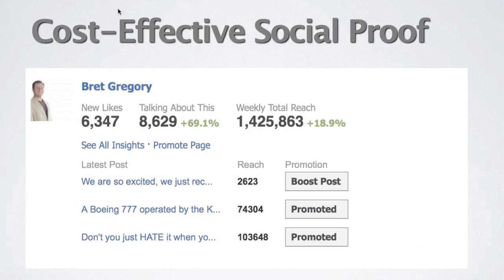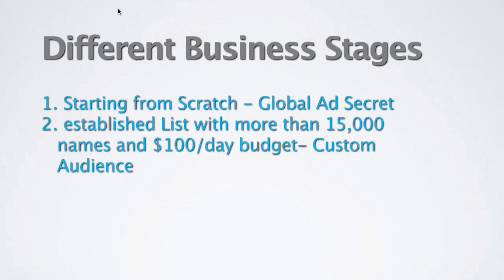It is important to recognize what stage in business you are at when we're looking at the ad strategies, because there are different ad strategies. And I'm going to talk right now about stage 1. If you're essentially starting from scratch, I'm going to teach you the global ad secret right now. If you don't have tons of Facebook page likes, or you do not have a huge email list, the global ad secret may work well for your business.